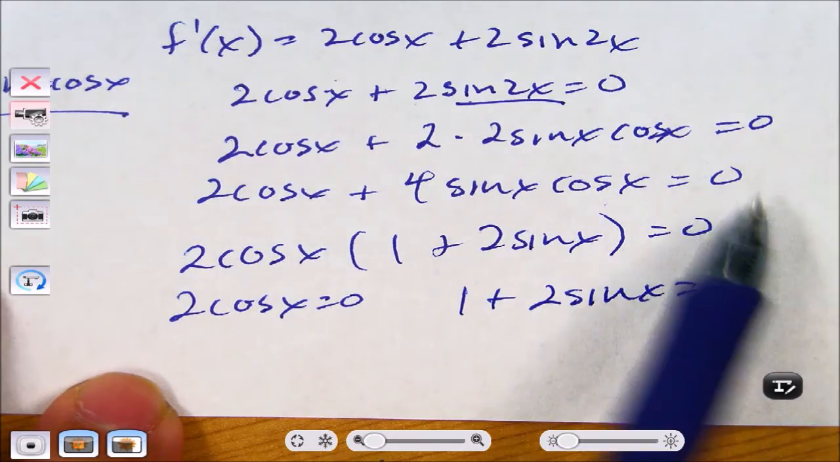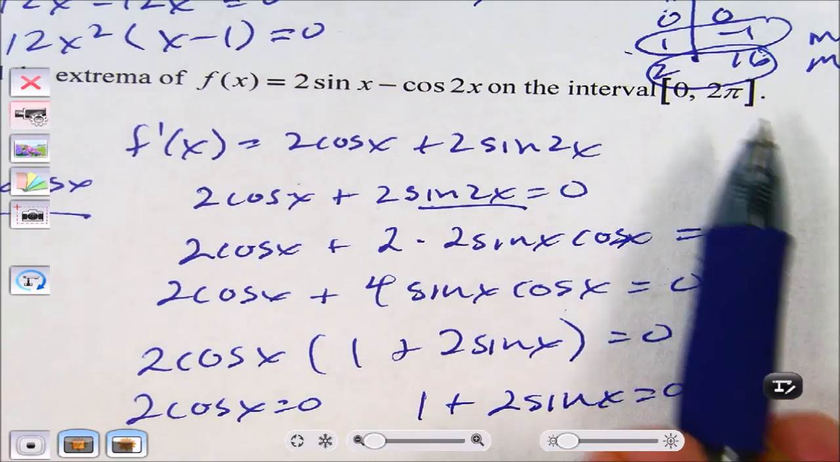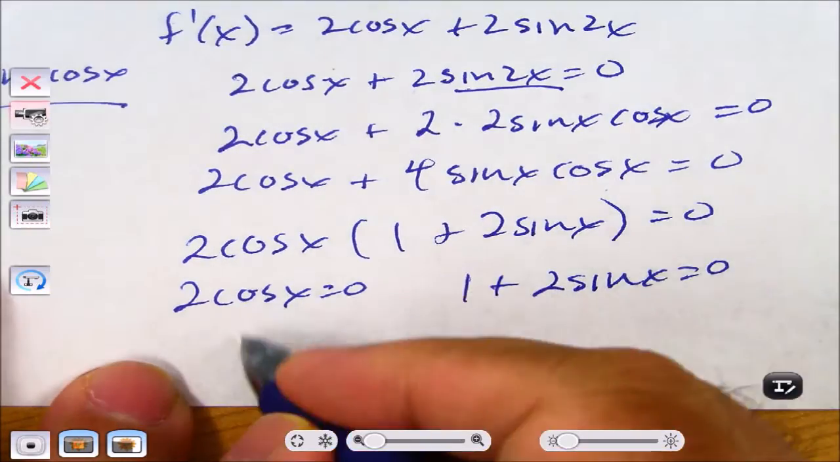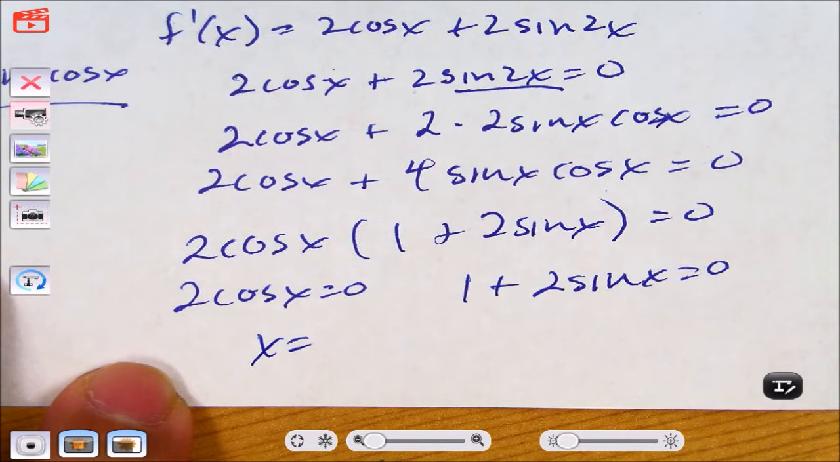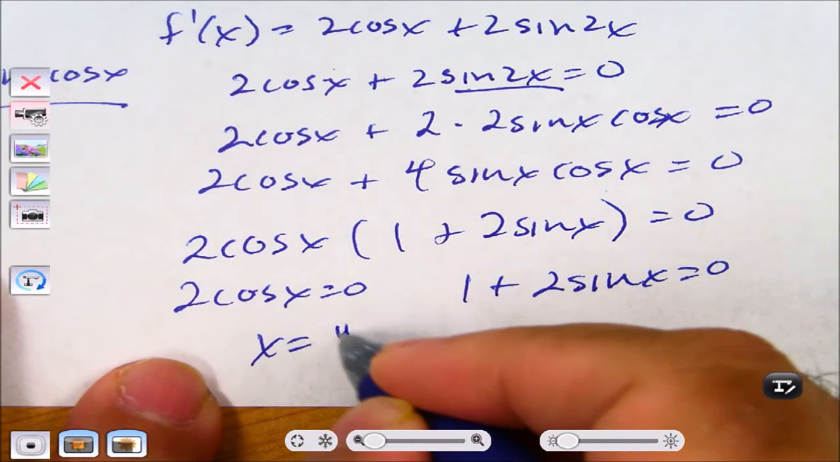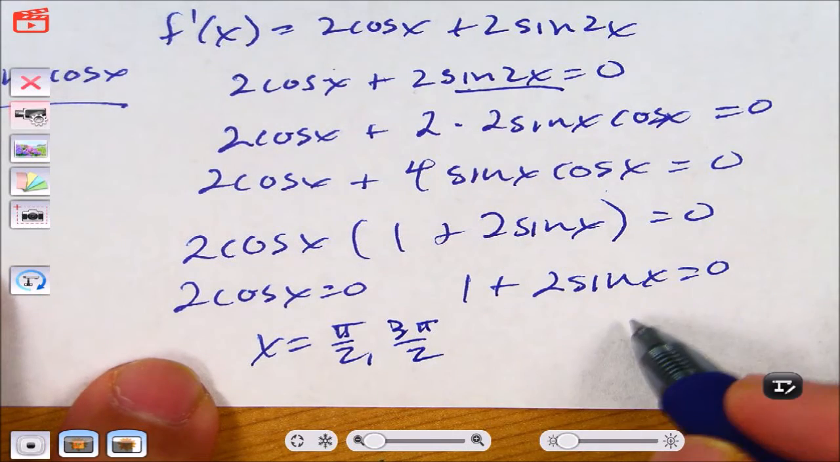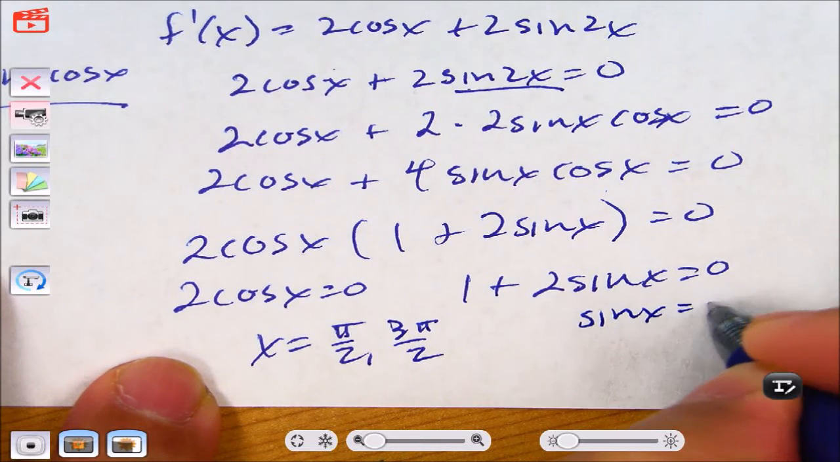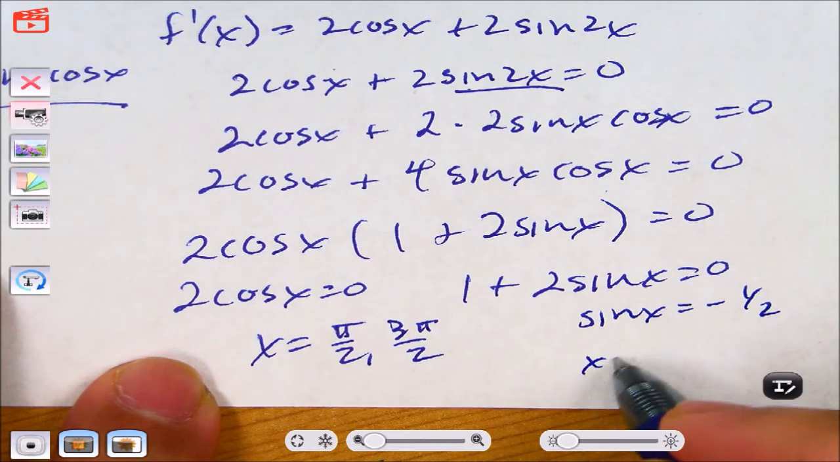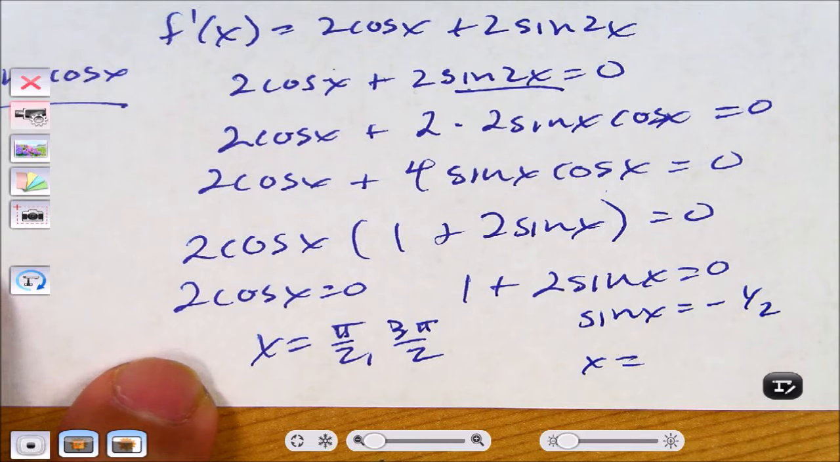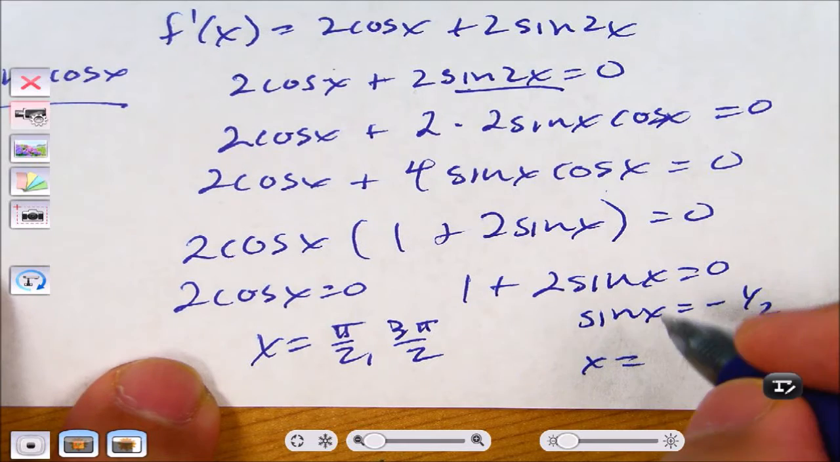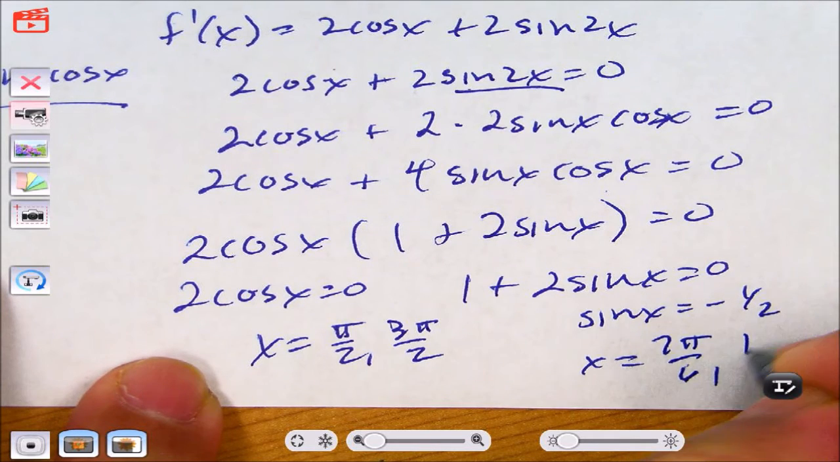So when is cosine equal to zero? And they give us an interval. They give us the interval 0 to 2 pi. When is cosine x equal to zero? Anybody remember? Luke, do you remember? No, I don't. So it's pi over 2, 3 pi over 2. This one says, when is sine x equal to negative 1 half? And that's the third and fourth quadrant. So that's 7 pi over 6 and 11 pi over 6.